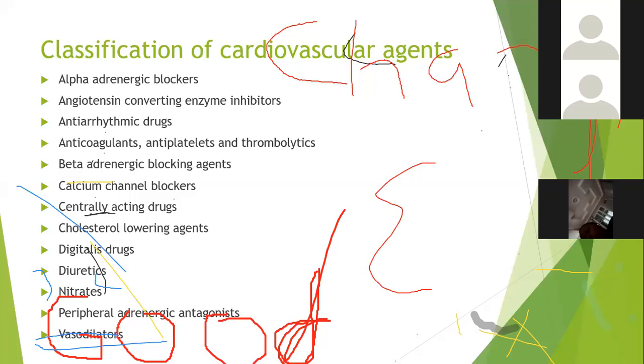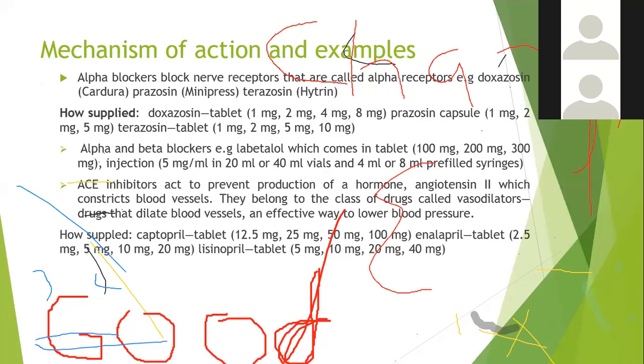We'll go into the mechanism of action. I'll just describe the mechanism of action of each of these classifications of drugs, and we'll give you examples. The first one is the alpha blockers. The alpha blockers block nerve receptors, and they are called alpha receptors. From the word alpha blockers, it means they block alpha receptors.